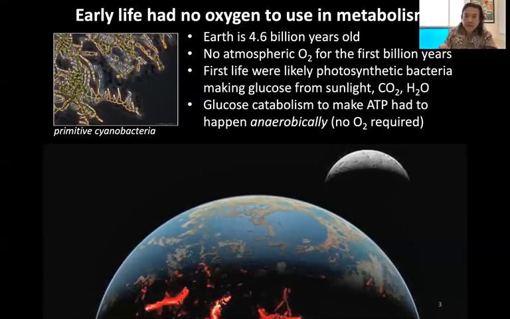So glucose metabolism then, in order for these primitive bacteria to use that glucose that they were making, and now they want to be able to break it down and make things like ATP from it, they had to do it anaerobically, meaning without the help of atmospheric oxygen.